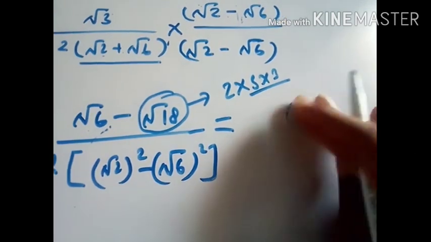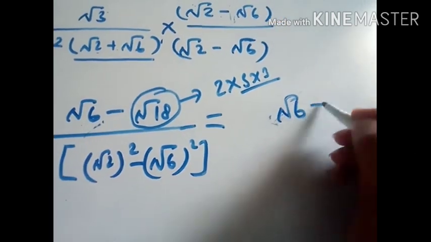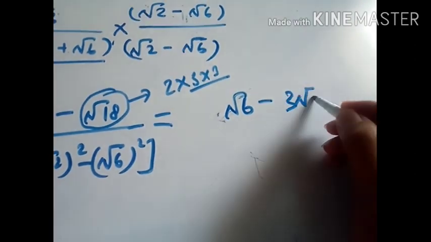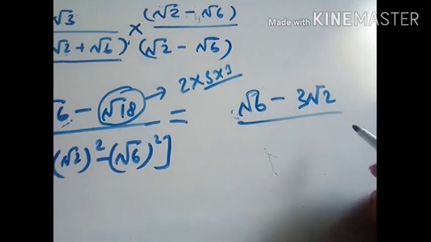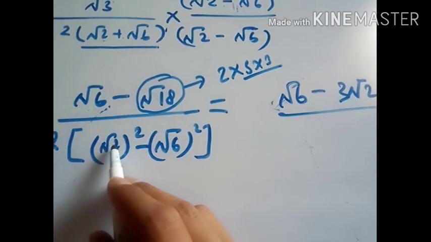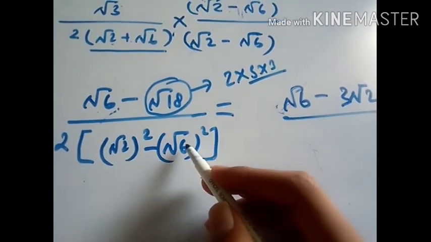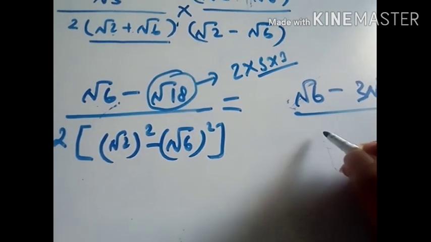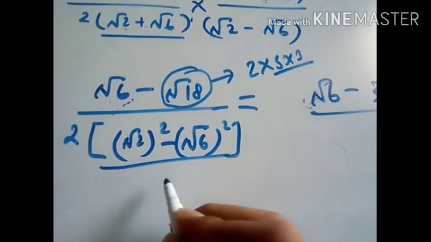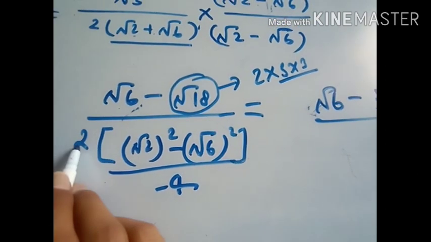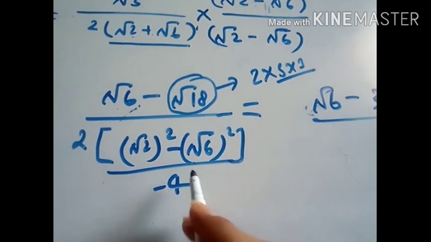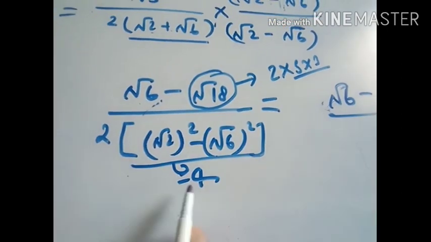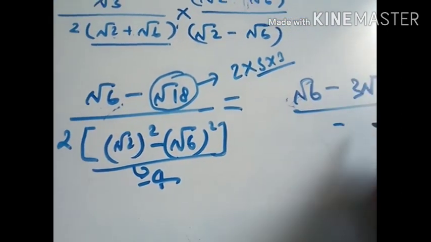So we will write it as root 6 minus thereafter 3 root 2, and upon squaring, root 2 gives 2 and squaring the root 6 gives 6. So 2 minus 6 becomes how much? Minus 4, and with this minus 4 multiplied with the 2, I am just writing it like this. So 2 into minus 4 becomes minus 8.